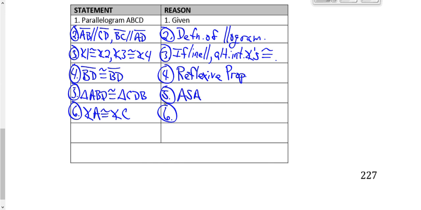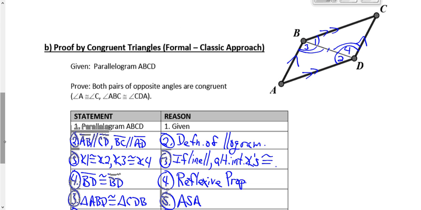Yeah, we got the triangles, so CPCTC. Well, now we have to go and get the other angles congruent. So we have to write this whole proof again to get other triangles with the other angles, right? Not really. Let me show you a little shortcut. If we were to go back to this diagram and construct the other diagonal, would the proof pretty much be the same? Just two different triangles.